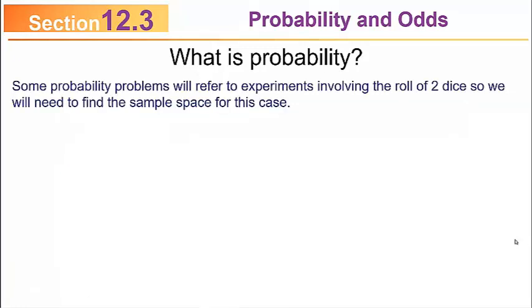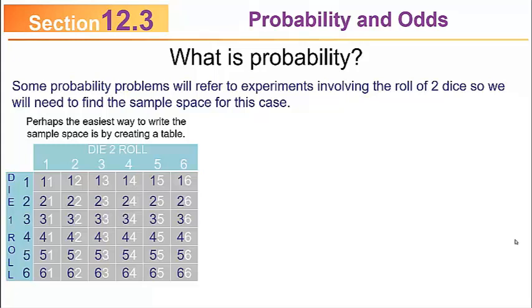Some probability problems will refer to experiments that involve rolling 2 dice, not just a single die. So we need to spend some time talking about those. In particular, I want to show you the sample space for that. Remember we talked about 2-stage experiments earlier and said that when there's a 2-stage experiment, a table is often a good way to handle it.